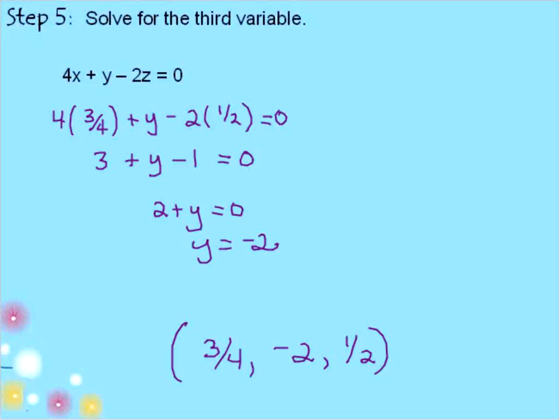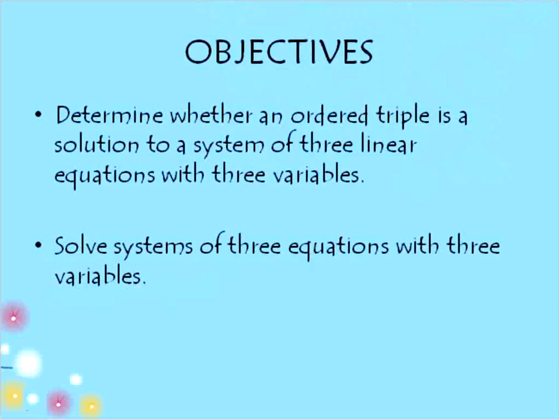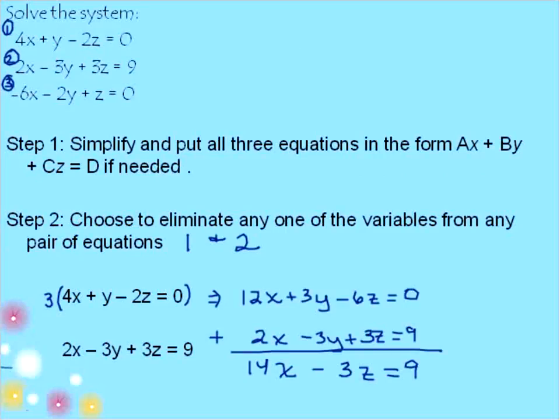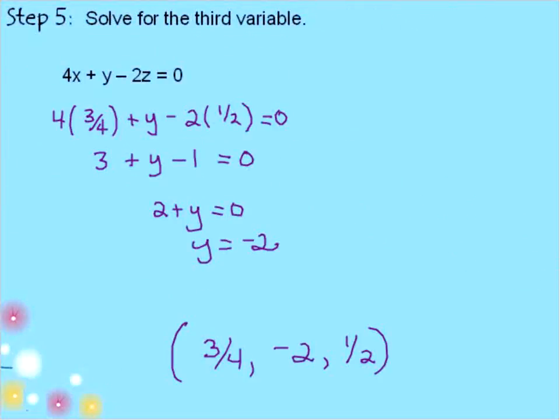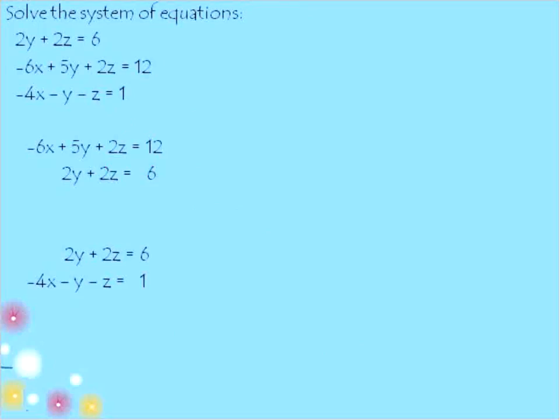Now what you can do is check to make sure that your answer is correct by taking all of these and substituting them into, let me get back to the original page here, each of the equations, and making sure that you get 0, 9, and 0 when you substitute them in. So that's the way to check your answer. 3/4, -2, and 1/2.